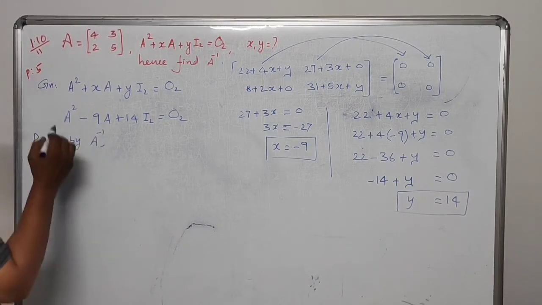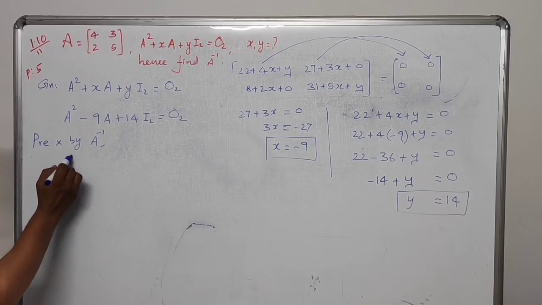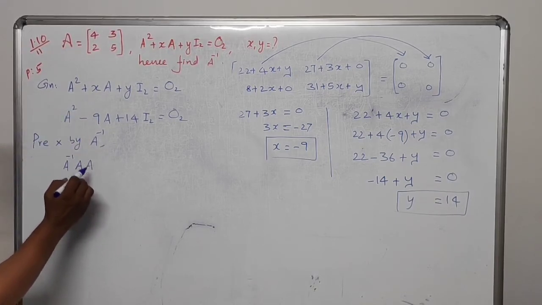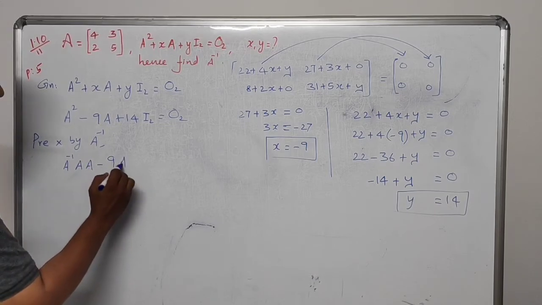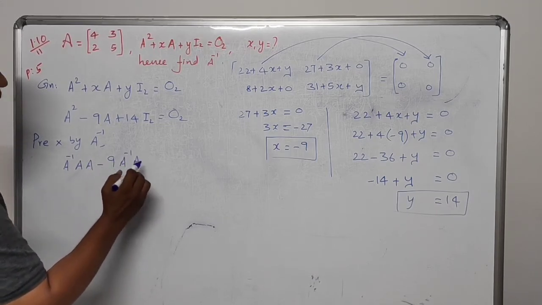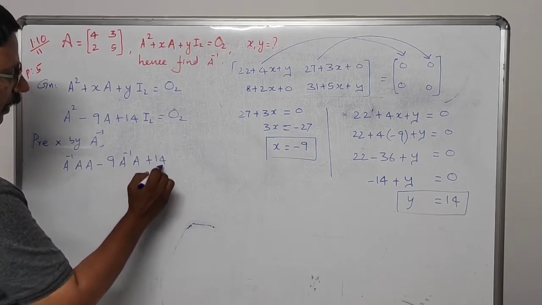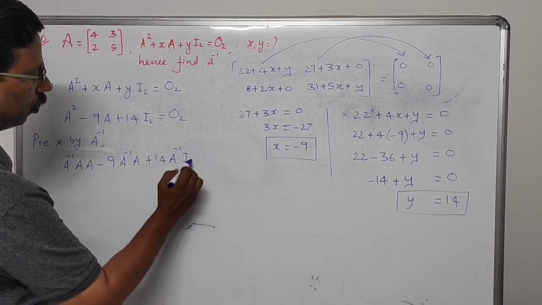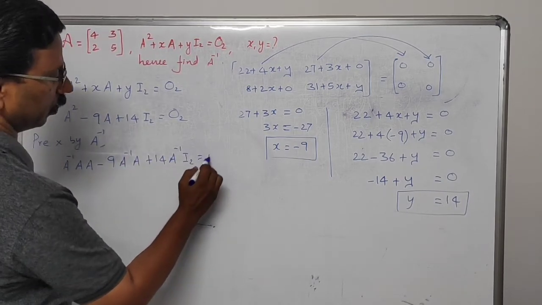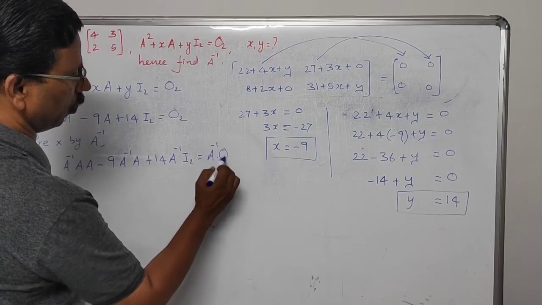Now we can write A inverse. This A square can be written as A into A, then minus 9 is a scalar we can write. Then we can write A inverse into A, then plus 14 is a scalar. Then you can write A inverse into I2, which is equal to A inverse into the zero matrix.